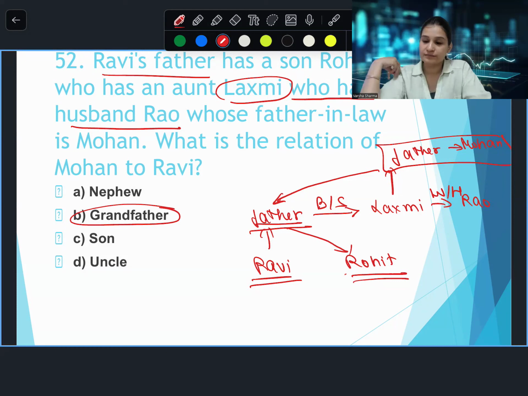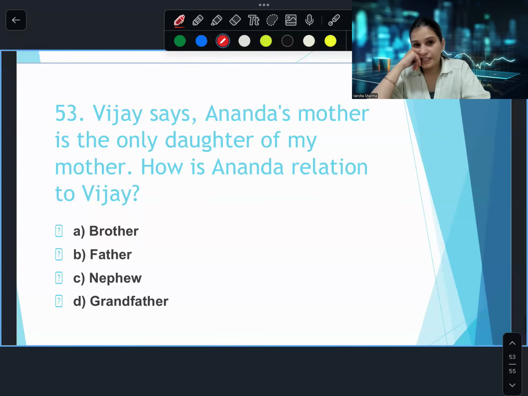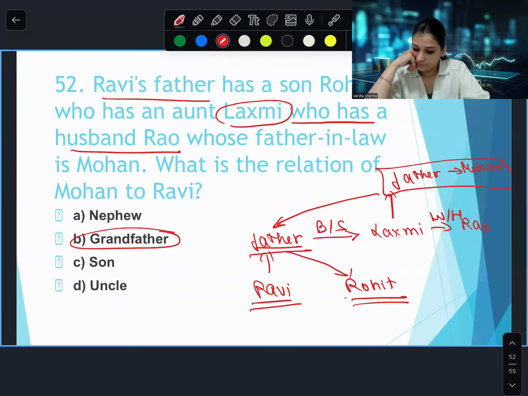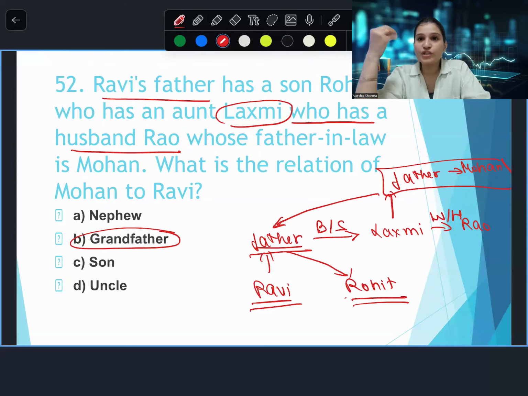Any doubts, guys? No, ma'am. 53. Ma'am, who refers to the second person? No, the second one is the person who is closer. Okay, then whose refers to the first person? Who and whose refer to the same person, Lakshmi? Who and whose are both related to the one who is just written near them. Only for whose we write the first person.